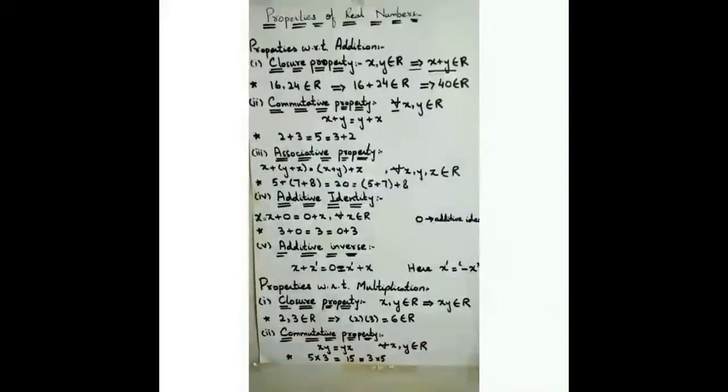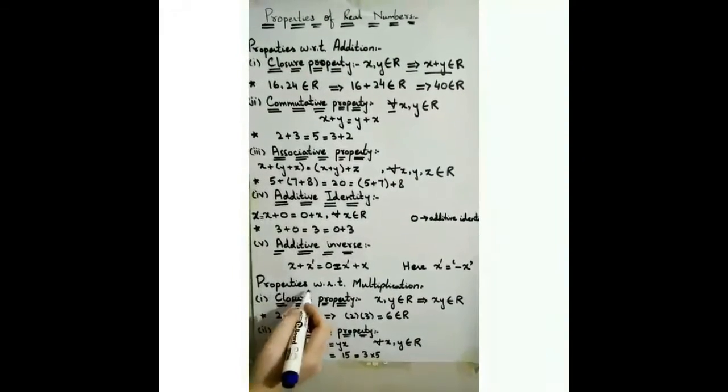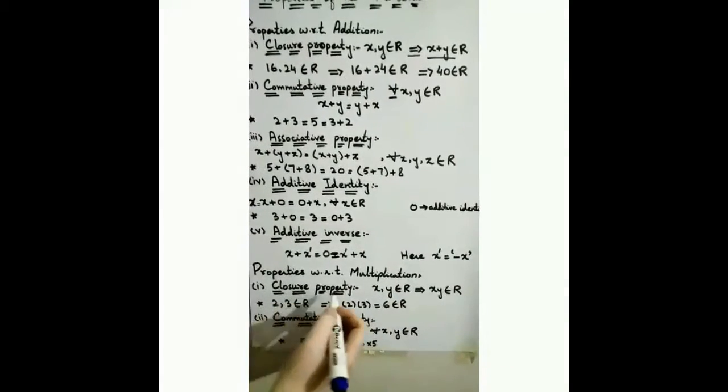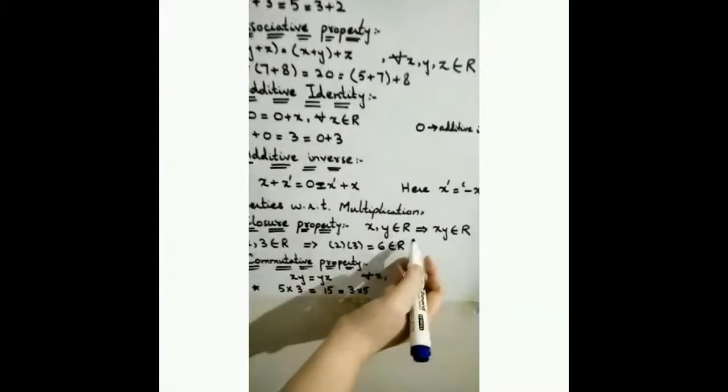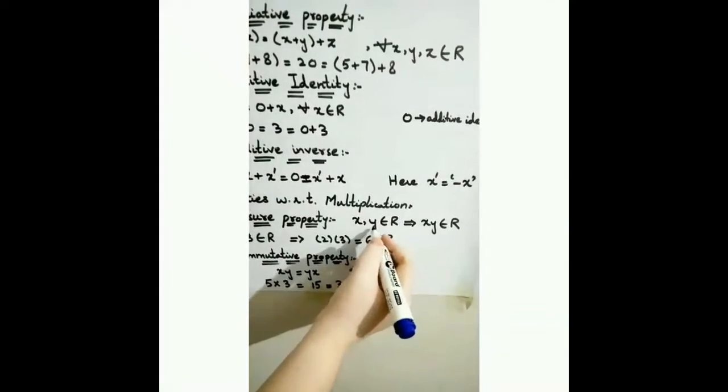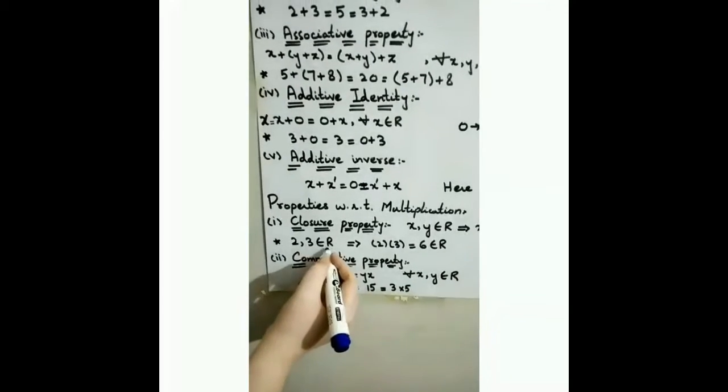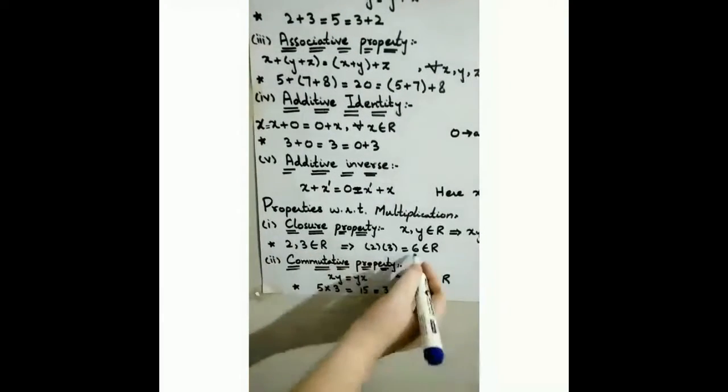Now comes to the topic, properties of real numbers with respect to multiplication. Number 1 property, closure property. The product of any two real numbers is also a real number. If x, y belong to R, it means the product of x and y also belongs to real numbers. 2 and 3 belong to R. The product of 2 and 3 is 6, which also belongs to R.